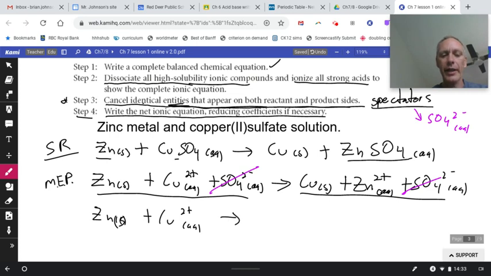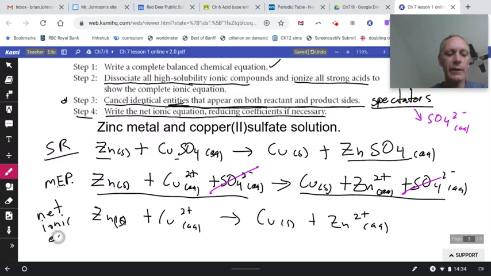Zinc solid reacts with copper 2 plus to make copper solid and zinc 2 plus. Sulfate has nothing to do with this reaction. It's a spectator ion. So this is our net ionic equation. Interesting. And if you're looking at it going, that's weird, what's actually happening here is 2 electrons are being transferred. And they're being transferred from the zinc to the copper.